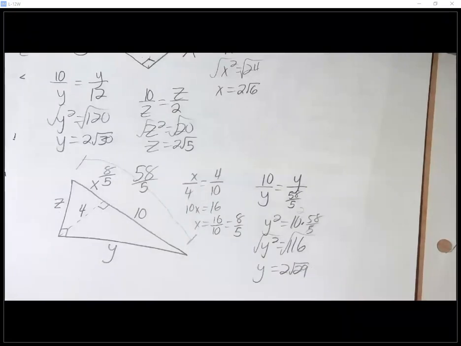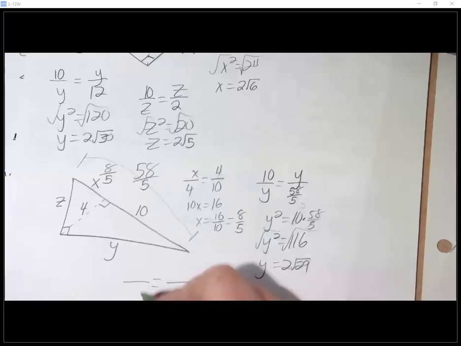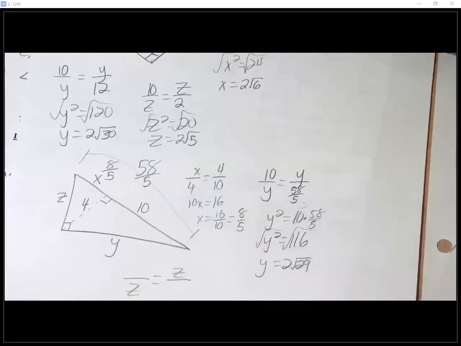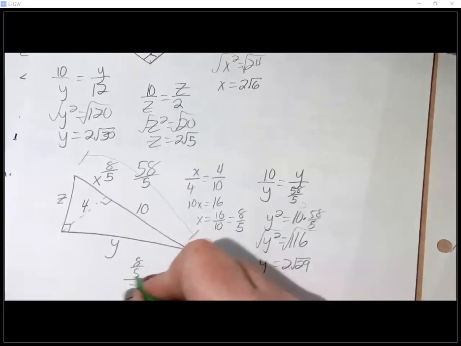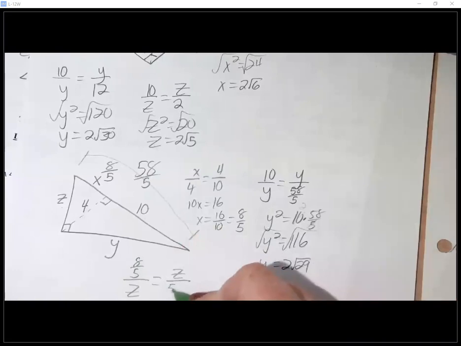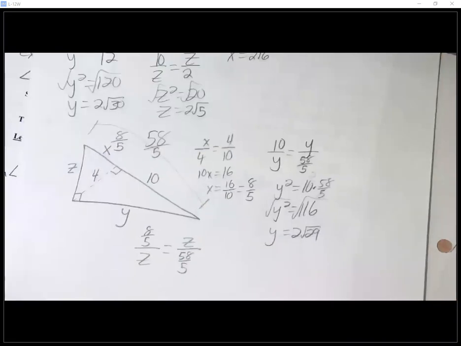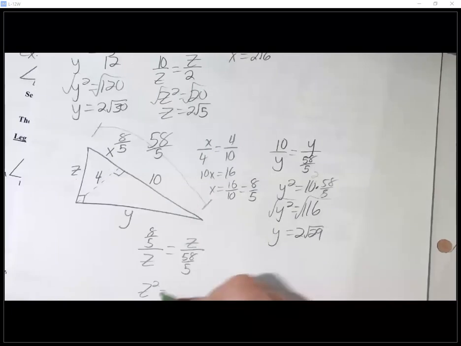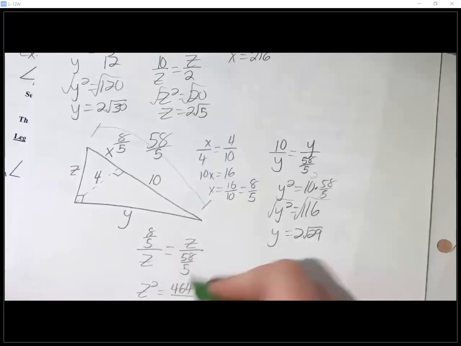Okay, now I can go ahead and find Z. So Z would be the geometric mean between what and what? 8/5 and 58/5, right? The piece of the hypotenuse it's attached to, and the whole hypotenuse. So this one looks like it's going to be more annoying. 8 times 58 is what? 464. And 5 times 5 is 25. Oh, maybe it's not so bad.